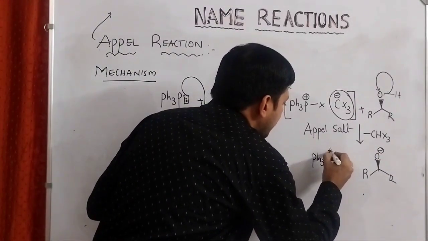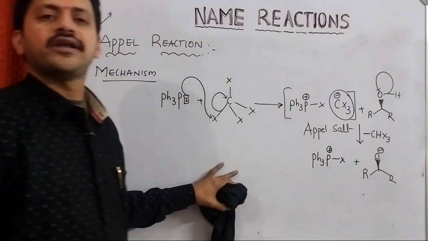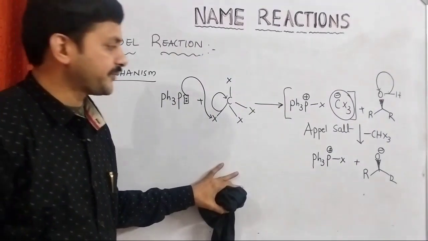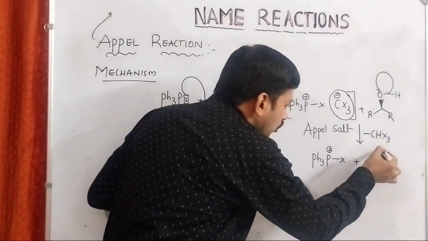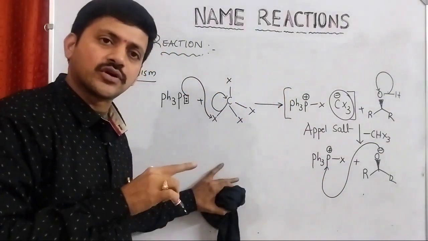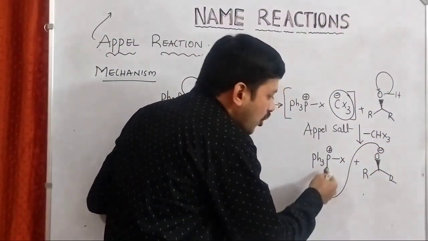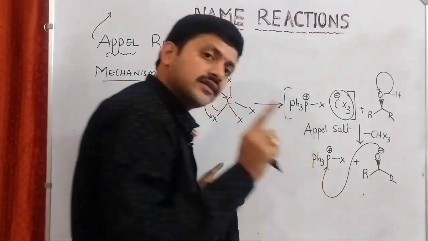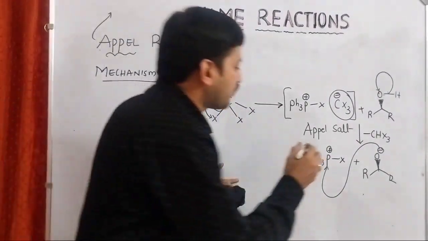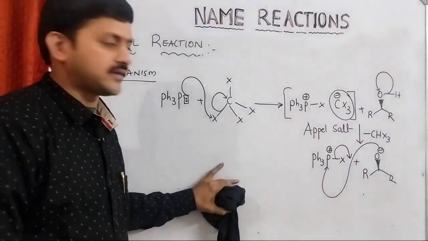PPh3 plus X. This moiety is going to react with your phosphorus related moiety. Let us see. The O minus is going to attack the phosphorus. It means that a single bond is going to be formed between the oxygen and phosphorus. At the phosphorus, the valence is increasing or not? That's why the X is removed in the form of X minus.